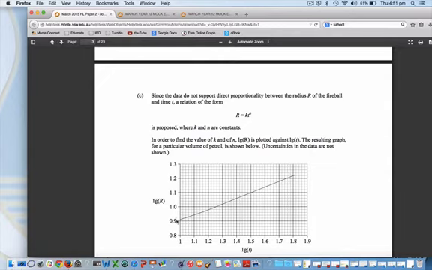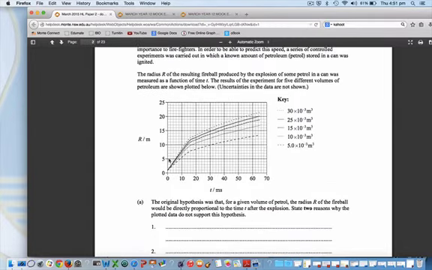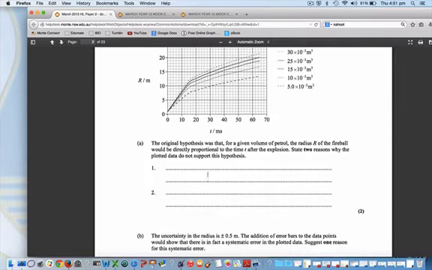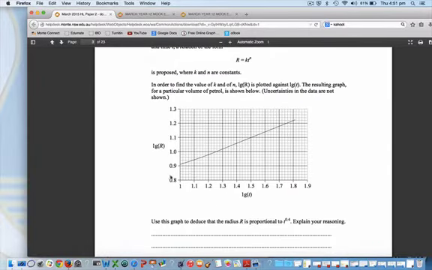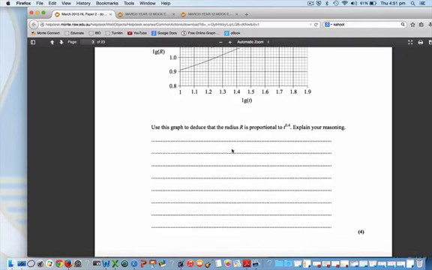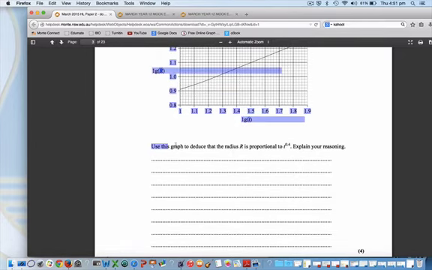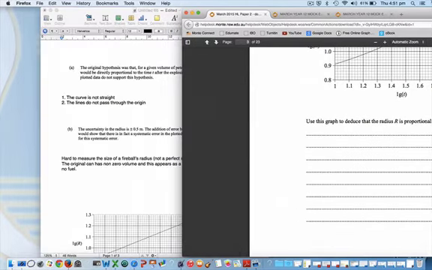And so now we have a straight line, and this is called linearizing your data. If we have a curve given to us, then perhaps this curve follows some power law, and if it does, then taking the log of both quantities allows you to have a straight line, and then you can calculate the gradient of the straight line. And so they're following the recipe for IB physics. Use this graph to deduce that the radius r is proportional to t to the power of 0.4. Explain your reasoning. Okay, this is a little bit mathematical here.